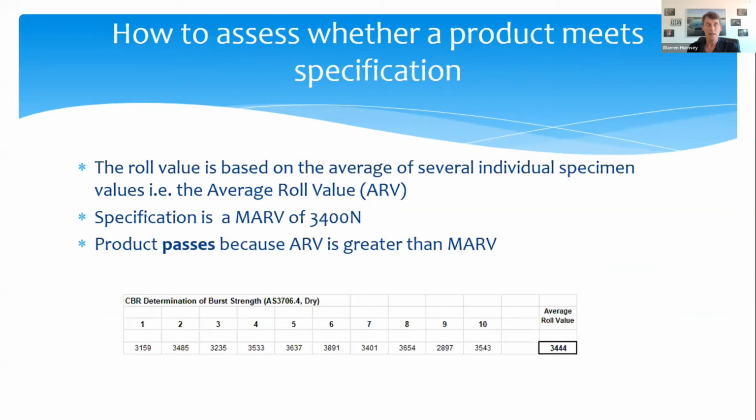So the area that we often get called into is dealing with what is a passing and what is a failing result when you specify with MARV. Essentially, most laboratories should give you a report that shows the individual specimen values. And in the case of CBR strength, we test 10 specimens and we get the average value, the average roll value. Now that is the number that needs to be compared with the specification, in this case, 3,400 newtons.